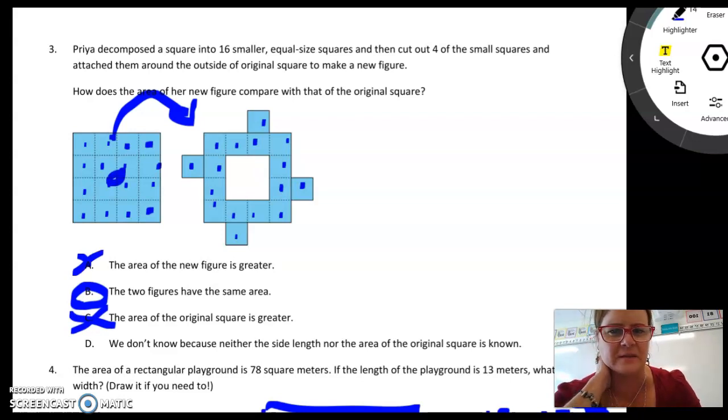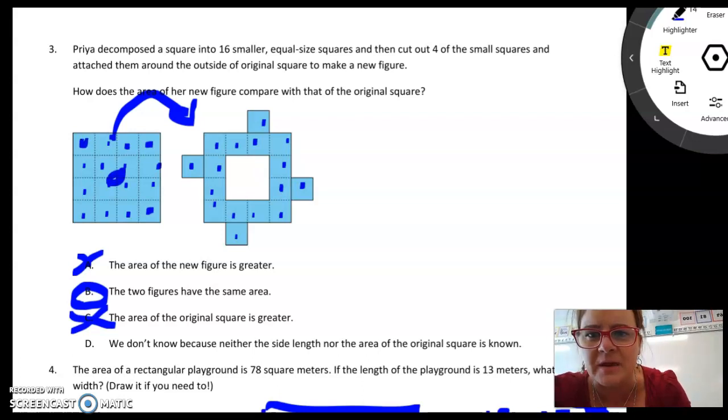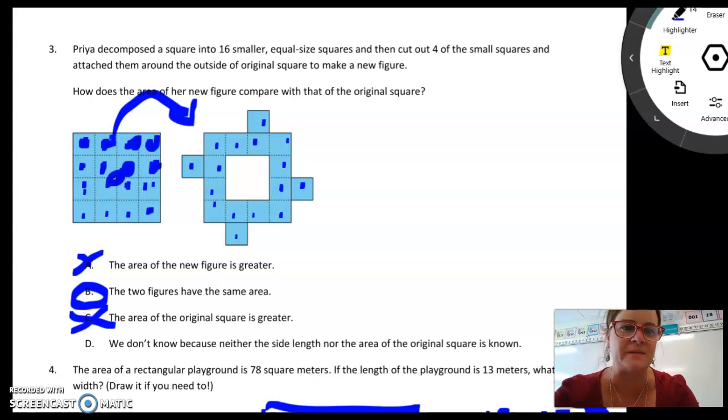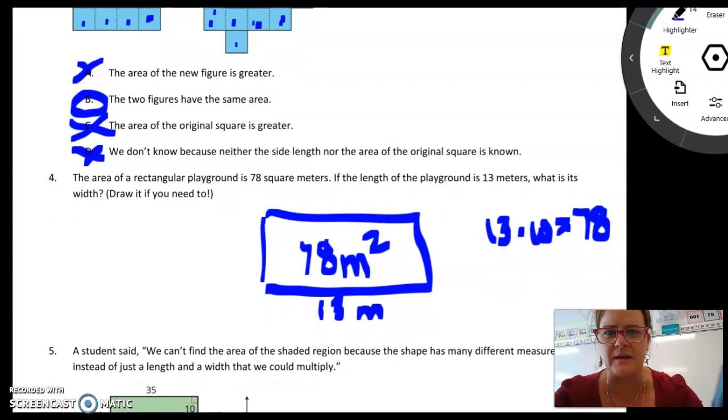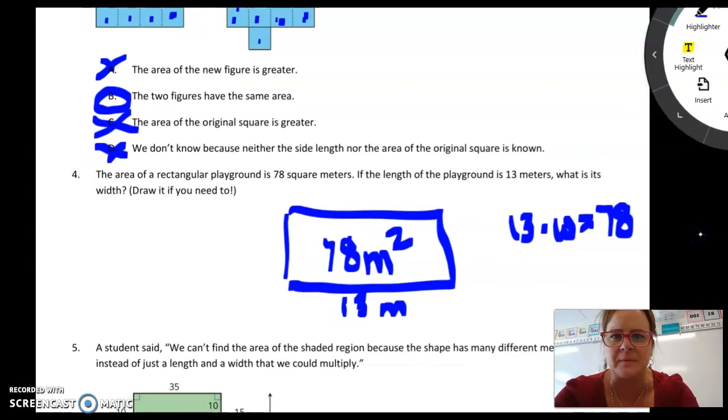We don't know because neither the side length nor the area of the original square is known? Well, we actually can tell that they have the same area because we can count each of these unit squares and we can see that the same number of those same size unit squares were used to create this figure on the right. So that's not true.